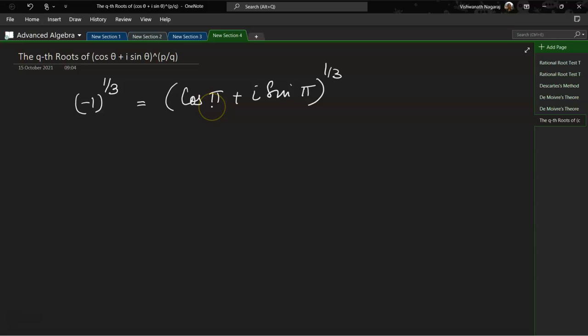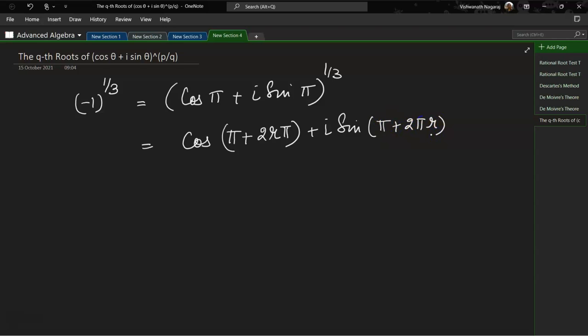So we end up with the equivalent expression. Now since this will only give us one value, we want three values. So what do we do? We say (cos(pi + 2 pi r) + i sin(pi + 2 pi r)) to the power of 1 by 3. Now we can get multiple values. So how many values do we require? We require three values. So r will go from 0, 1 and 2.